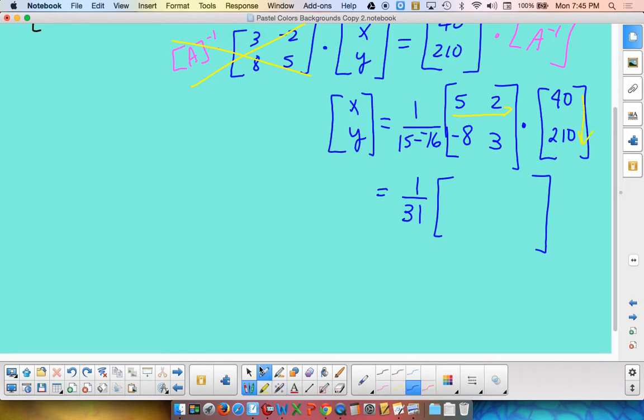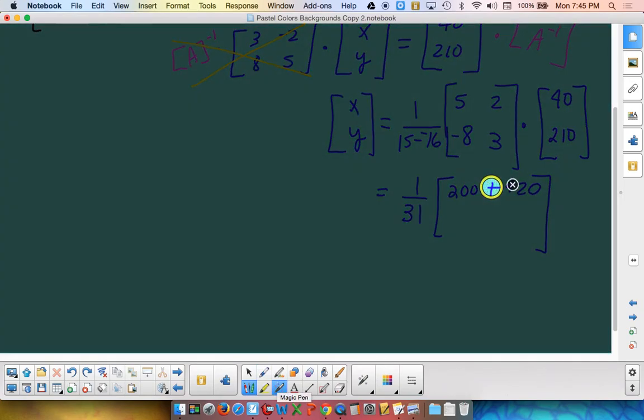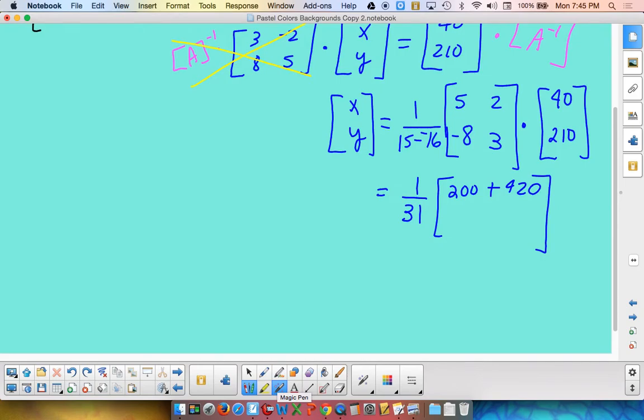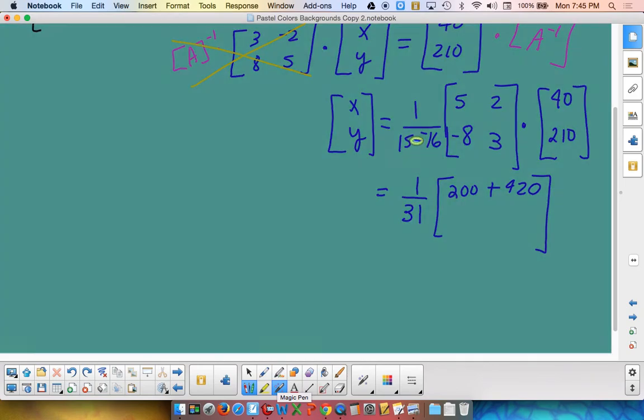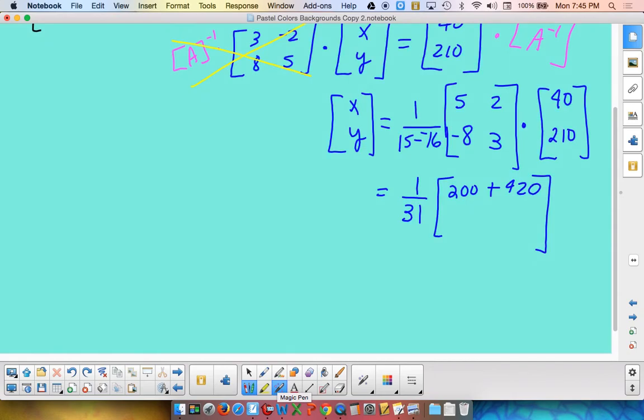5 times 40 is 200. 2 times 210 is 420. Be sure you add in the middle there. Notice, that is addition. But when you do, whoops, sorry, that's addition. But when you do that is subtraction. So major critical, addition, subtraction, keep it straight.